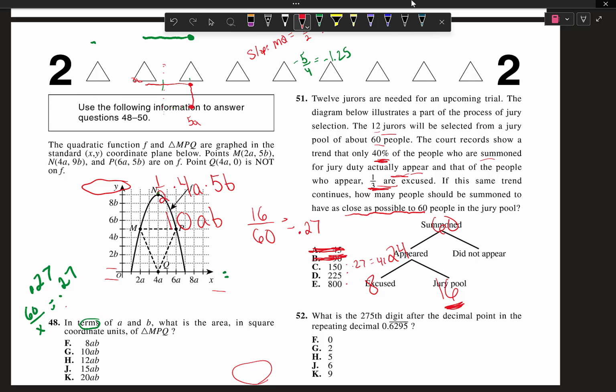is roughly 40.5. Remember, we want 60 people in the jury pool. 225 times 0.27, that's 60.75. So that's not exactly 60, but it's real close. And that phrase, close as possible, was kind of the key there, that we weren't getting an exact value there.